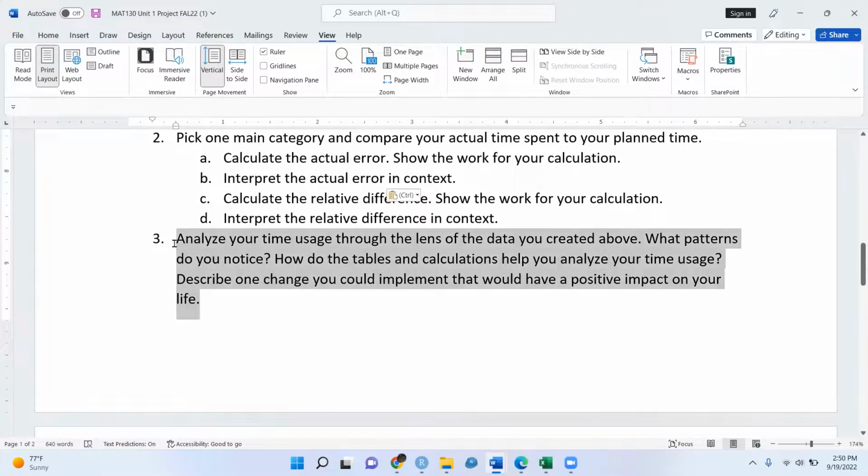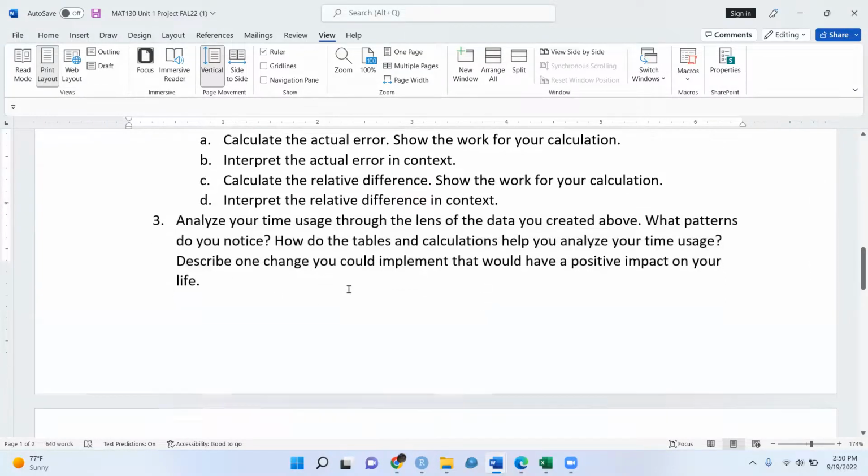And then you're going to do some analysis of, having done all this mathematics of organizing and looking at your time, what did you learn essentially? So take some time on this, put some good thoughts on this. This is a large portion of the grade.